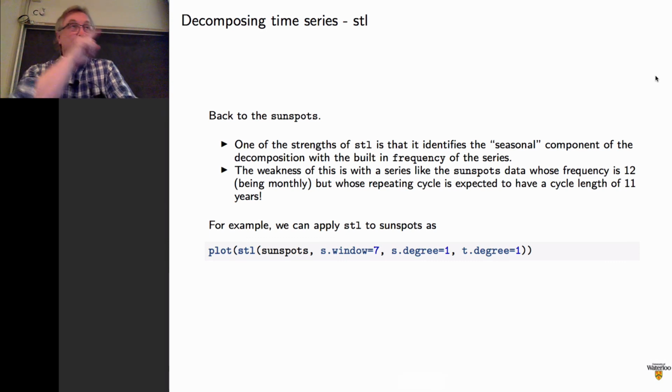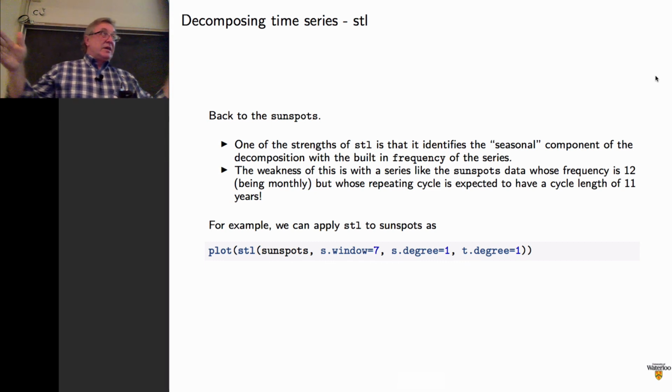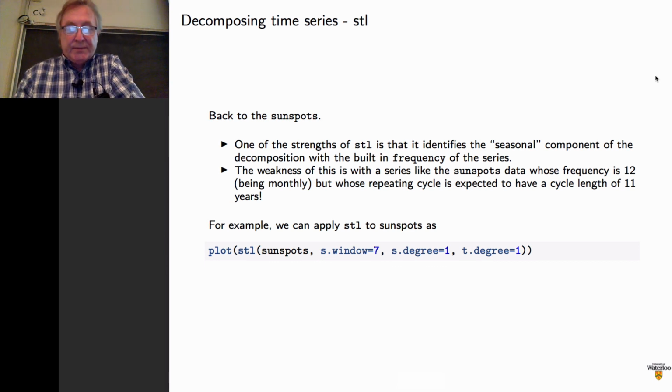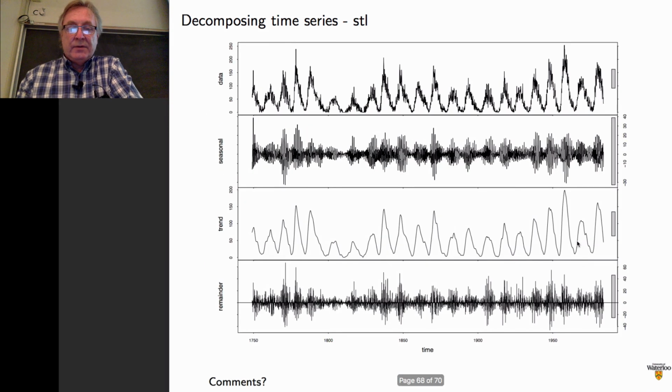So, back to the sunspots. The sunspots were weird, right? In that it's number of sunspots per month, so it's kind of annual data. So it's got that frequency of 12. But we know that the cycle is closer to 11-ish years. Right? We investigated that by other means and found it with lag plots, etc. So if I apply STL to the sunspots here, where again I'm going out a little farther to break that clear dependence on the annual.